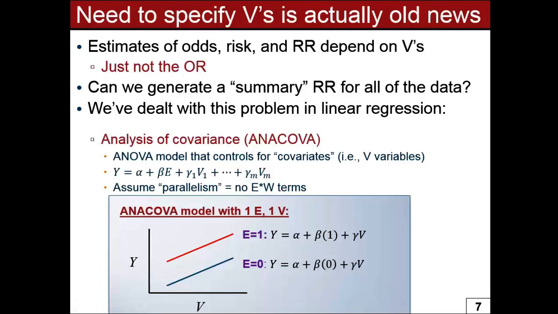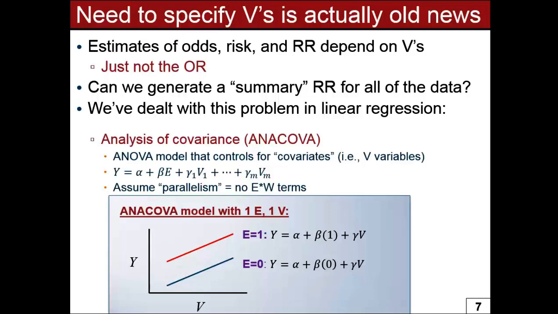So what we want to be able to do is compute this risk ratio thing for all of our data. And it's going to involve plugging in some stuff for the V's. And it turns out this has been dealt with in linear regression, and I don't think it's quite covered exactly this way in EPI 591, but it's in the book, and you may have seen this thing called the analysis of covariance. And it's basically a linear regression model. So it's very similar to ANOVA.